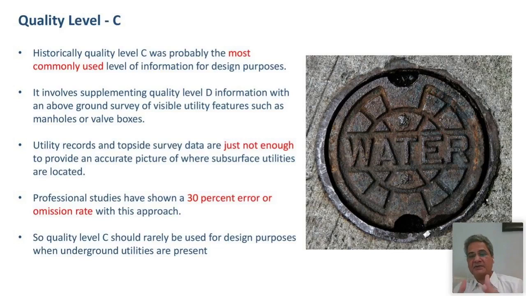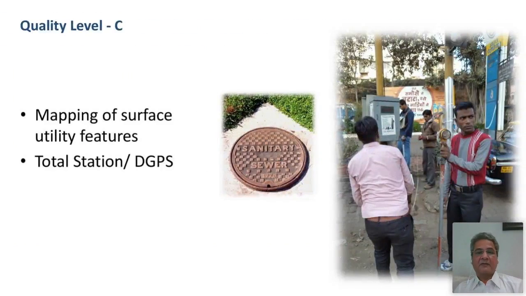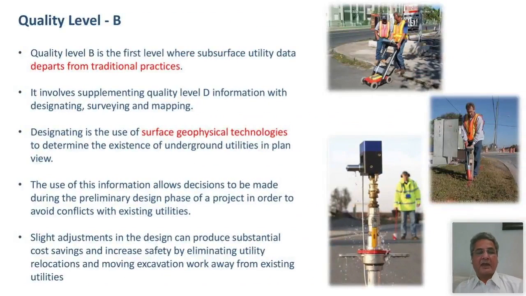You make a utility composite, then you just go and pick up the features of utilities and correct that composite, and that becomes your utility map. But 30% errors of omission. So it should not be used for design purposes. It involves mapping of surface utility features like, as I said, junction boxes, manholes, it can be water valves, and the equipment usually used is a total station and DGPS for this.